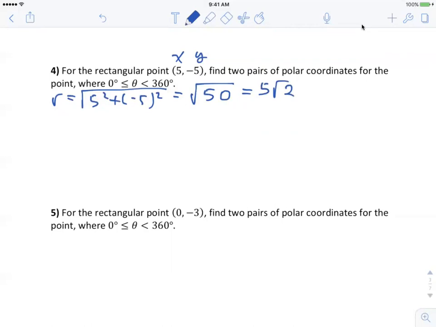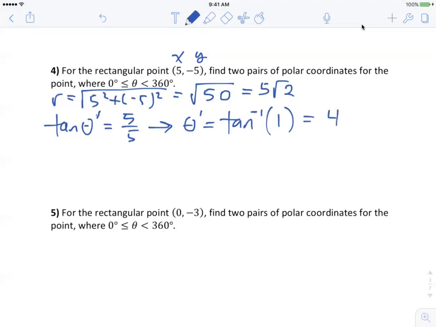And this is the one where you're going to have to be kind of careful with that tangent formula. Get the reference angle first and then figure out which quadrant you're in. So I'm going to do tangent theta prime and do y over x, but ignore negatives because I'm just after that reference angle. Right? So that's y over x without negatives. And then I'm going to get my answer. Theta prime is going to be tangent inverse of 5/5, which equals 1, which is 45 degrees. So that's a 45-degree reference angle.